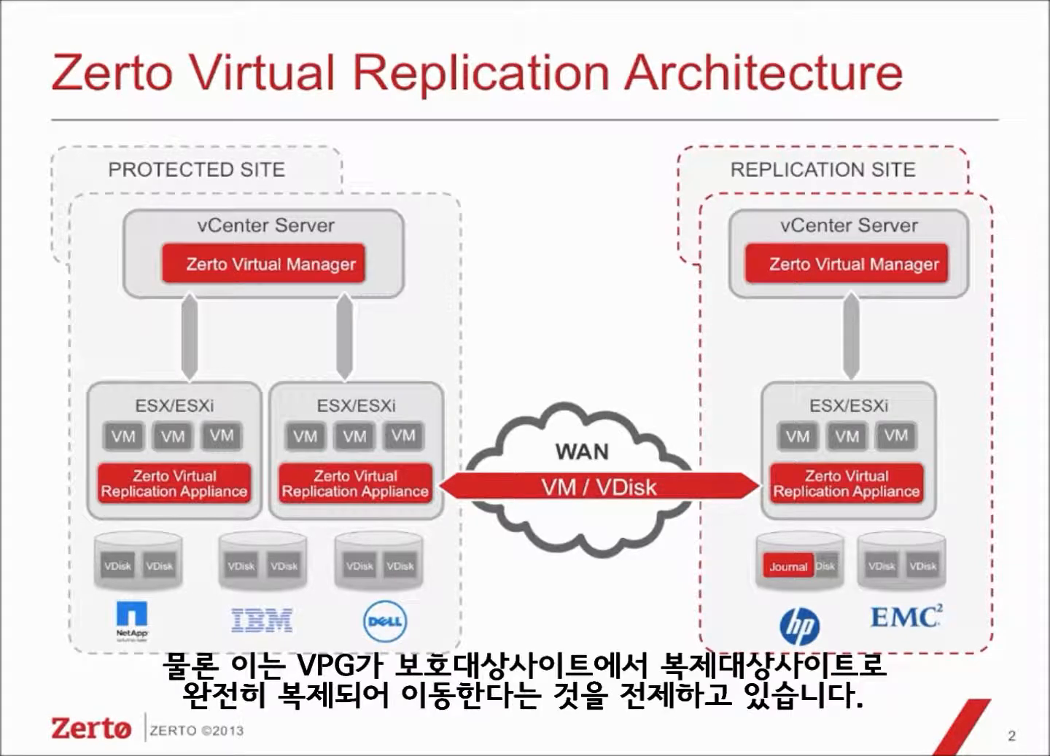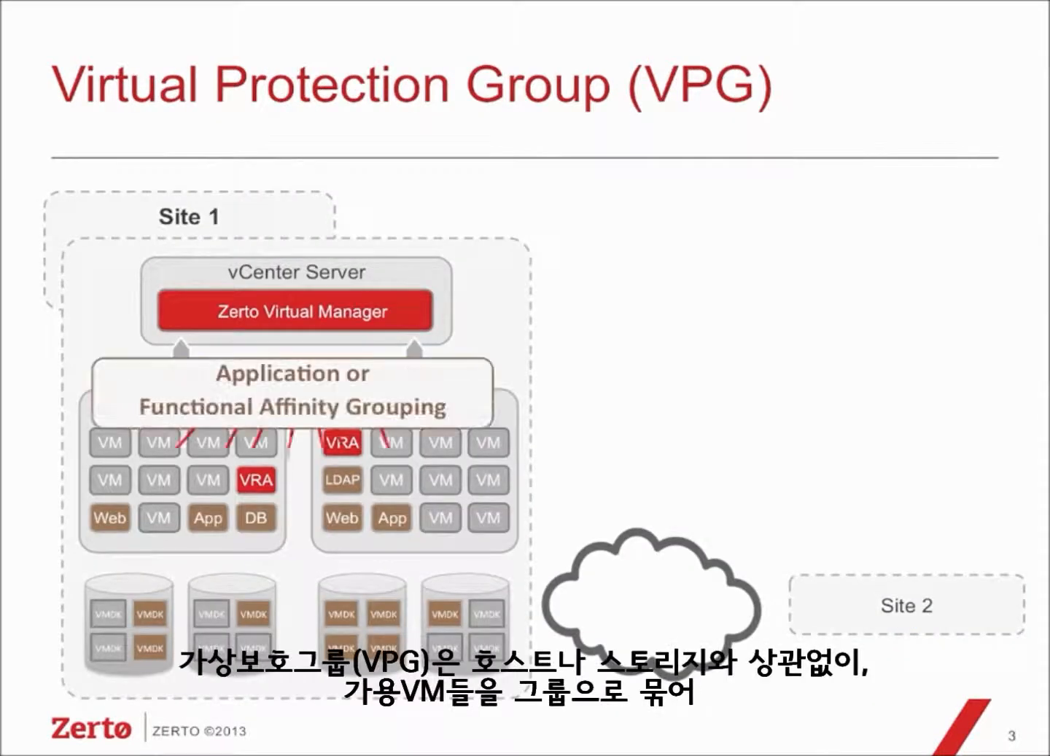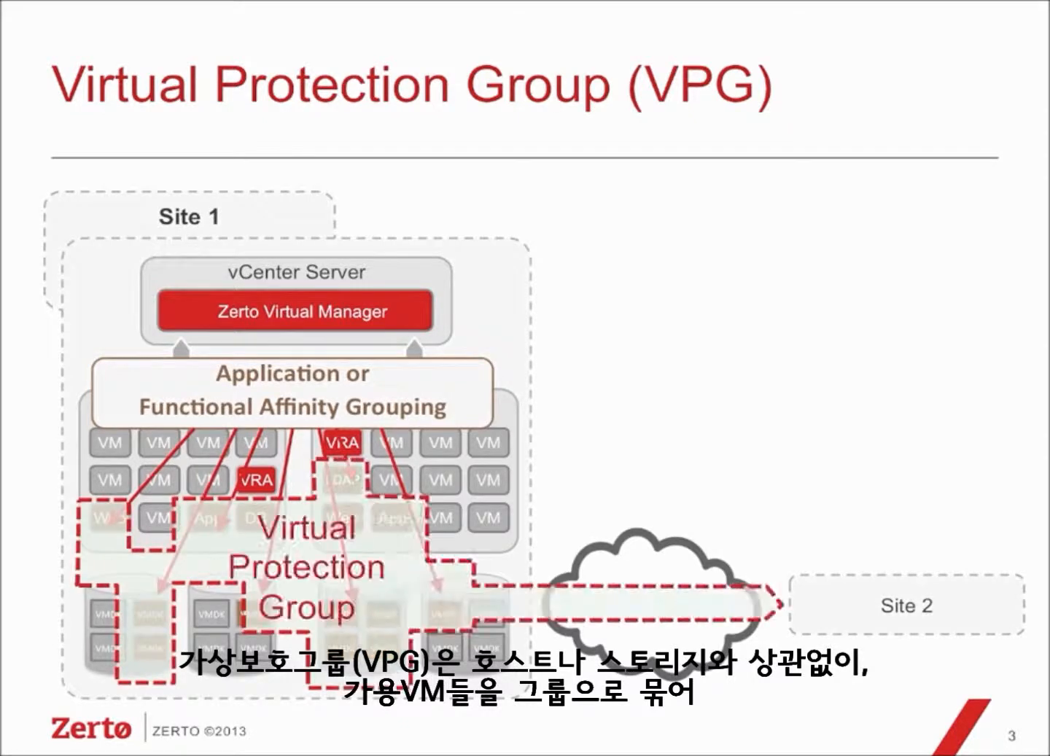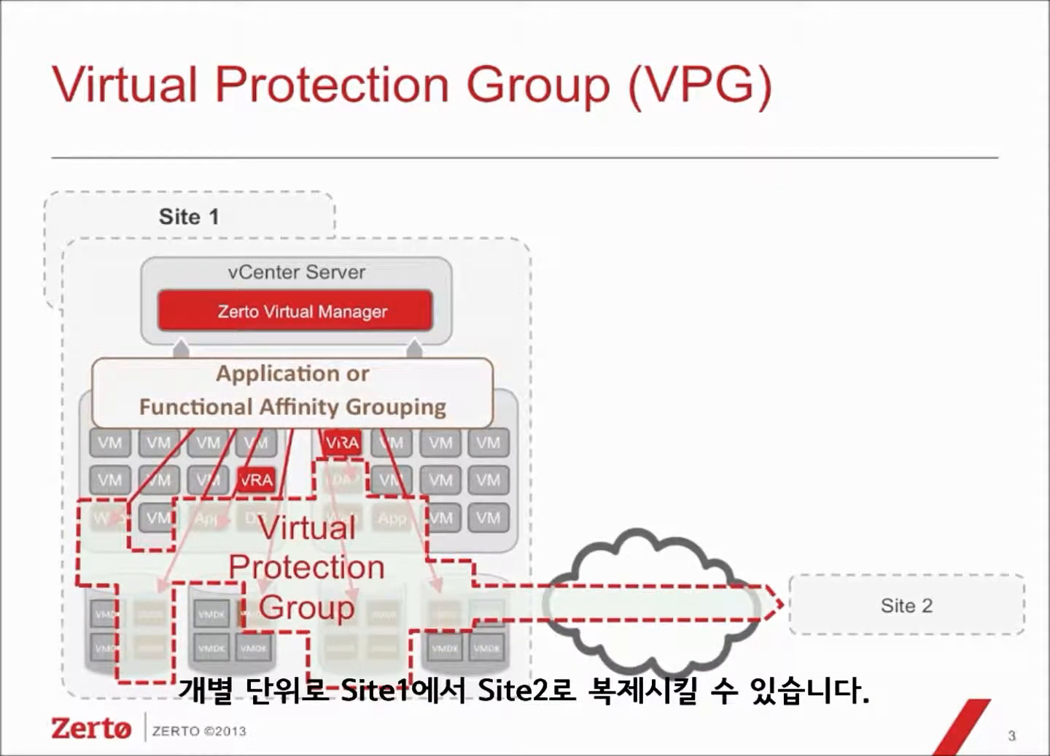Of course, that assumes the VPG has fully replicated from the protected site to the replication site. The VPG allows us to collect together multiple virtual machines, group them together regardless of the host or the storage that they exist on, and put them together into a single unit that's being replicated from Site 1 to Site 2.